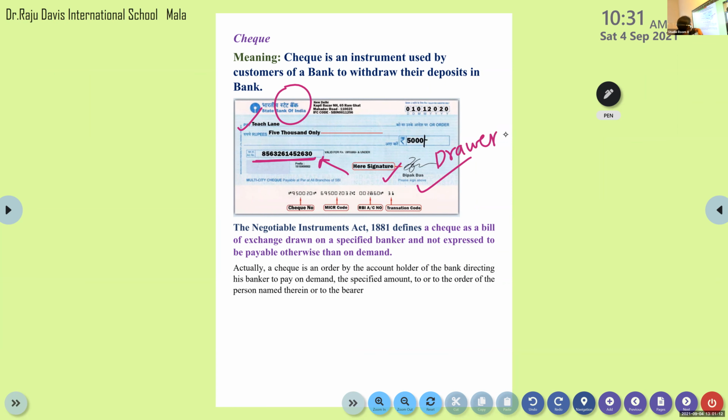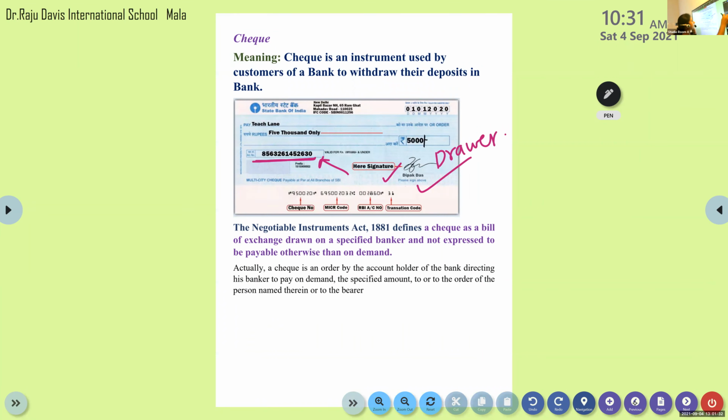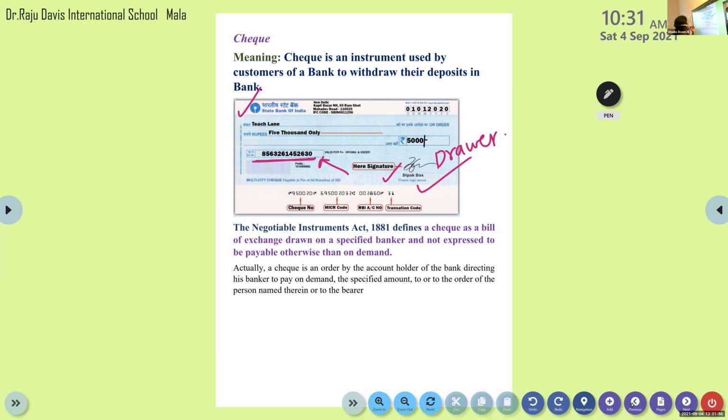Now tell me the drawee. So Deepak Das is drawer. Now you have two people. State Bank of India, Teach Lane. Who is the drawee? Who is the drawee? Drawee. Sorry? Louder. SBI. State Bank of India is the drawee. What is a drawee? The name of the account holder's bank branch. So here drawee is State Bank of India. It is from State Bank of India, from where the money is going out. That is the bank's name. Regarding the check, always the drawee will be the bank.